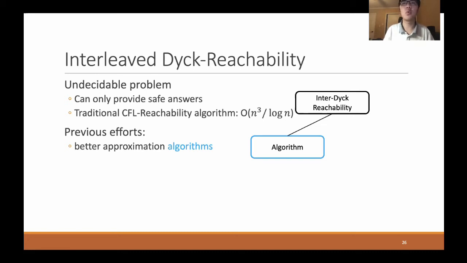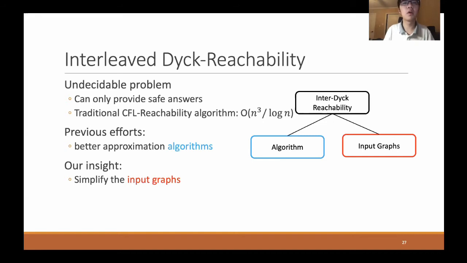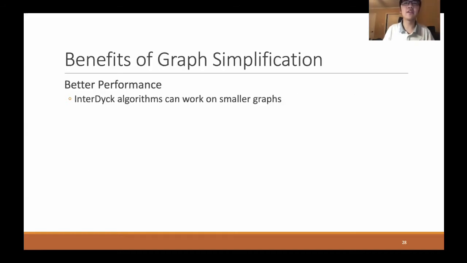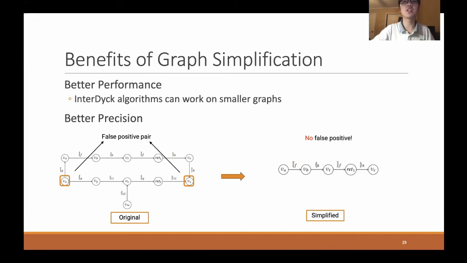In this work, we attack the problem in an orthogonal direction. Instead of working on a new algorithm, we focus on simplifying the input graphs. The graph simplification can help InterDyck algorithms achieve better performance because the algorithm can work on a smaller graph. Besides performance, the simplification can also help increase the precision because some false positive pairs reported by the approximation algorithm in the original graph can be removed in the simplified graphs.